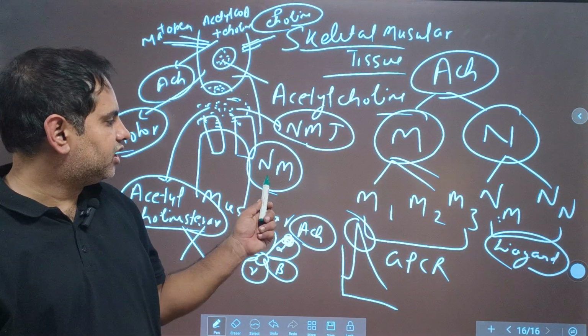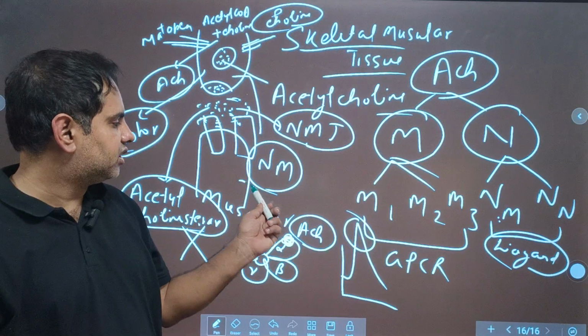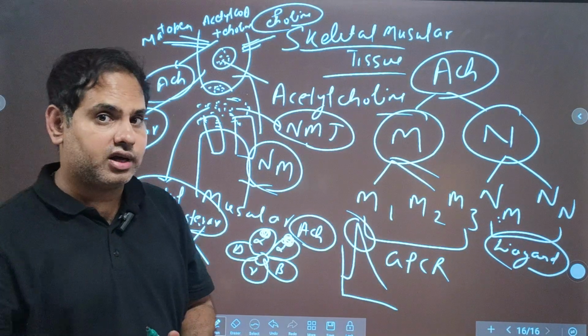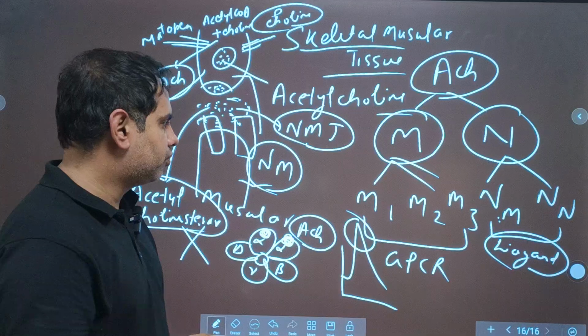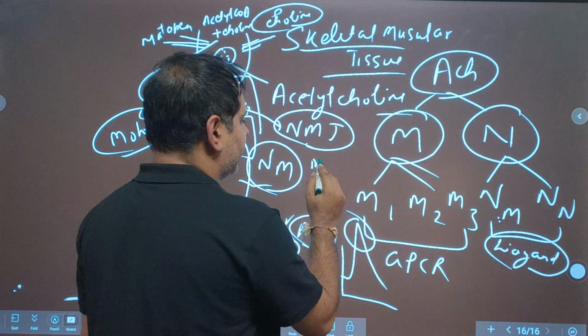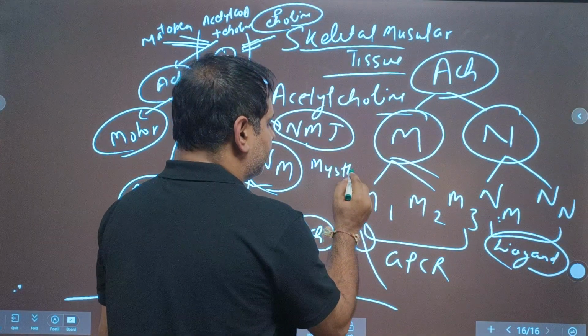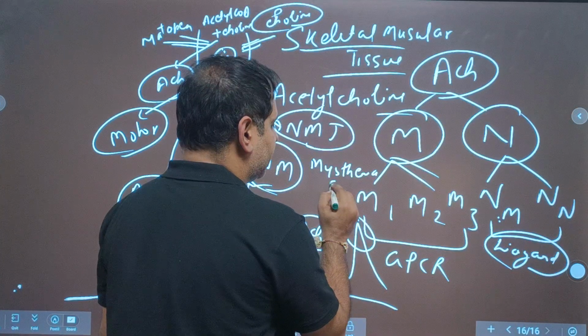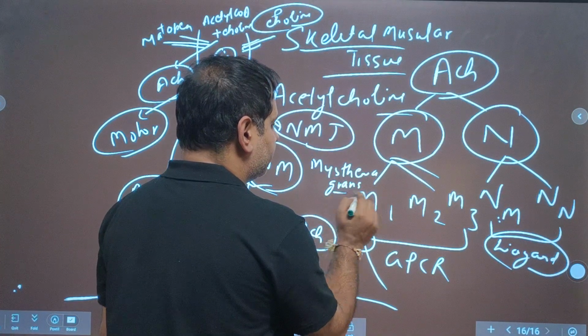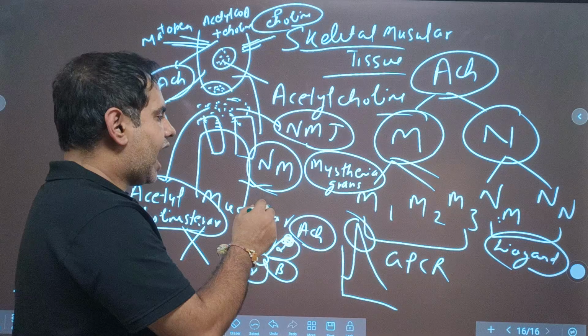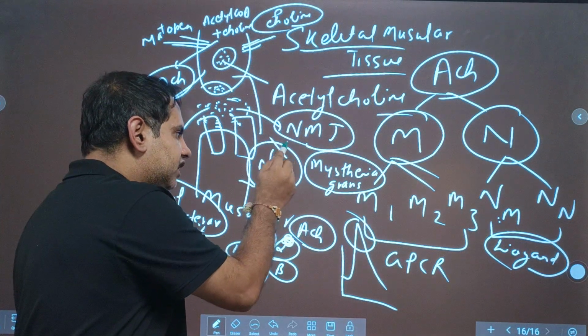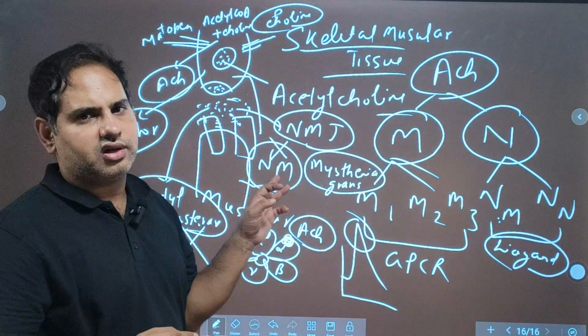एक डिजीज है that is related to your skeletal muscle receptors related to NM, that is your myasthenia gravis. So myasthenia gravis, you might have heard about myasthenia gravis. Myasthenia gravis is one of the diseases in which antibodies are formed against neuromuscular receptors.